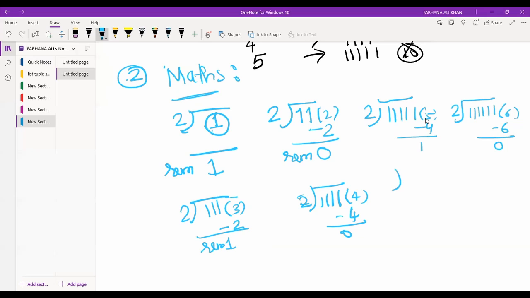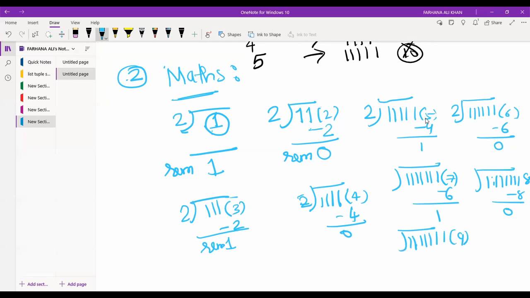Now we have number 7. If we divide by 2, what do we get? We get remainder 1. The next number is 8. So what do we get? We get remainder 0. Then the last number, which is 9. Now if we divide by 2, what do we get? We get remainder 1.